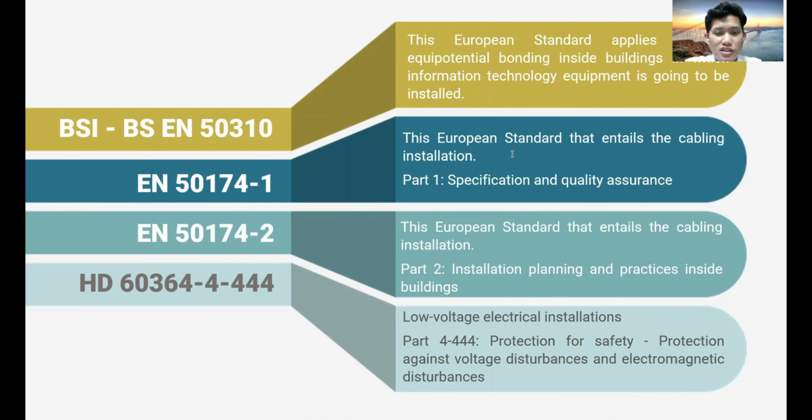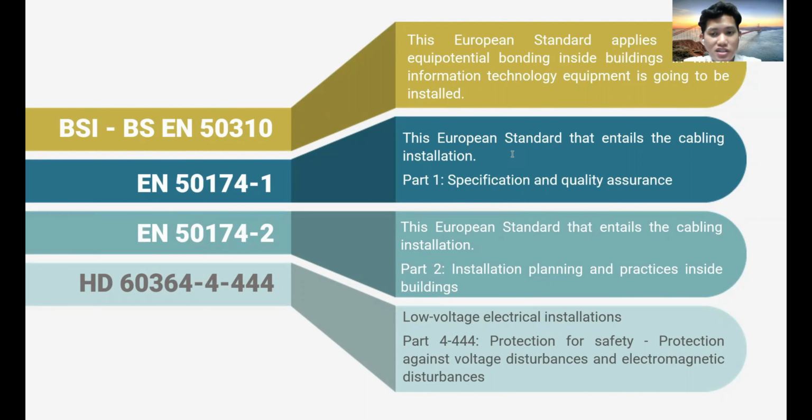And the next regulation is EN 50174, which has two parts. The first part of this regulation entails the specification and quality assurance in cabling installation. And the second part of the regulation is about the installation planning and practices inside buildings in cabling installation.